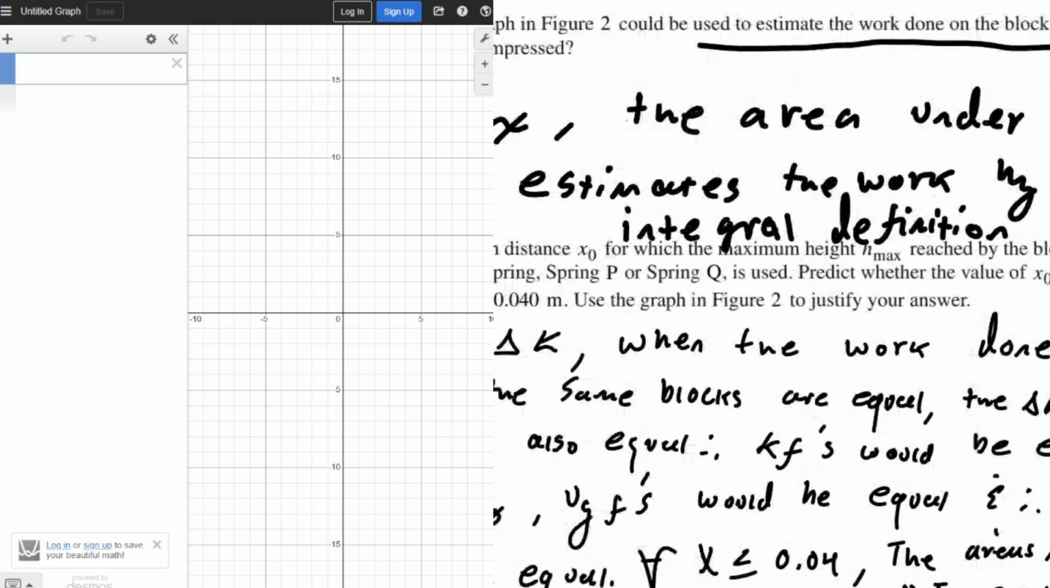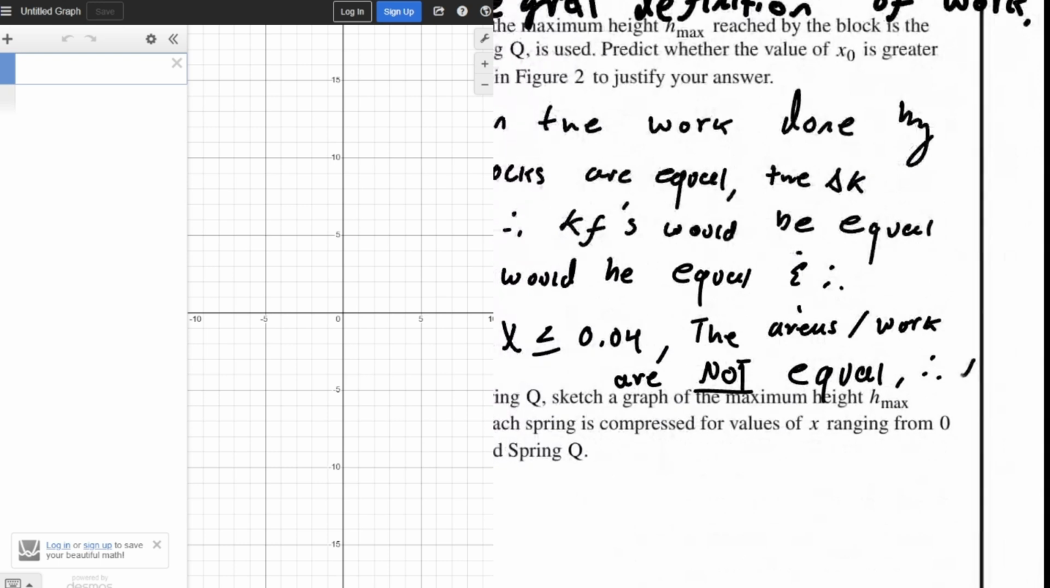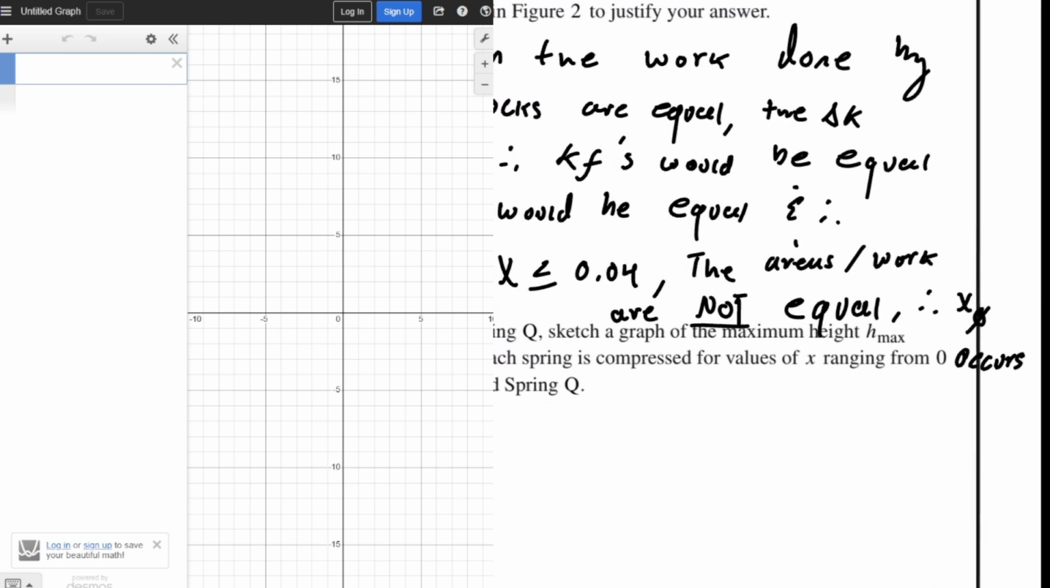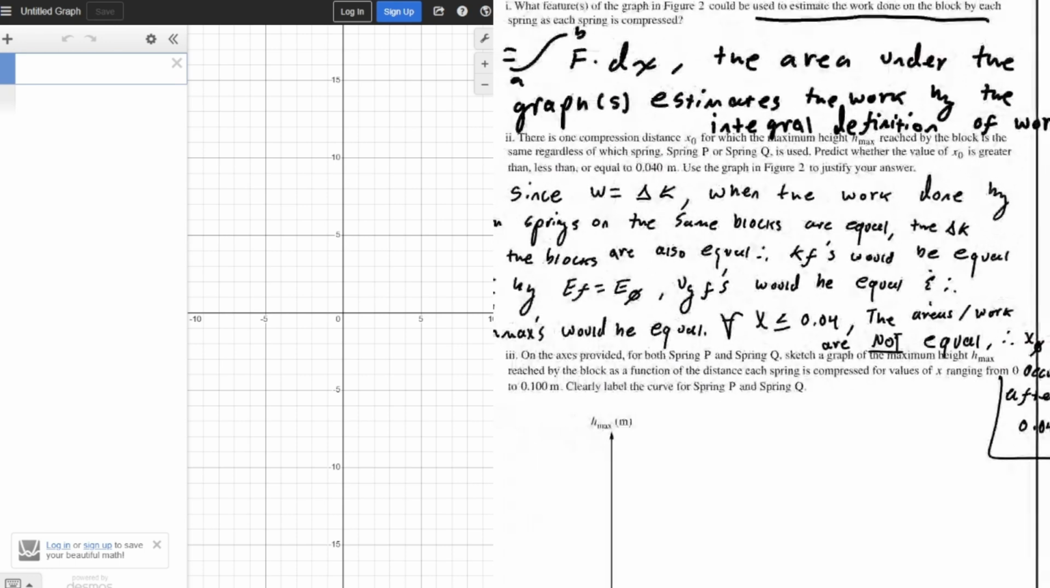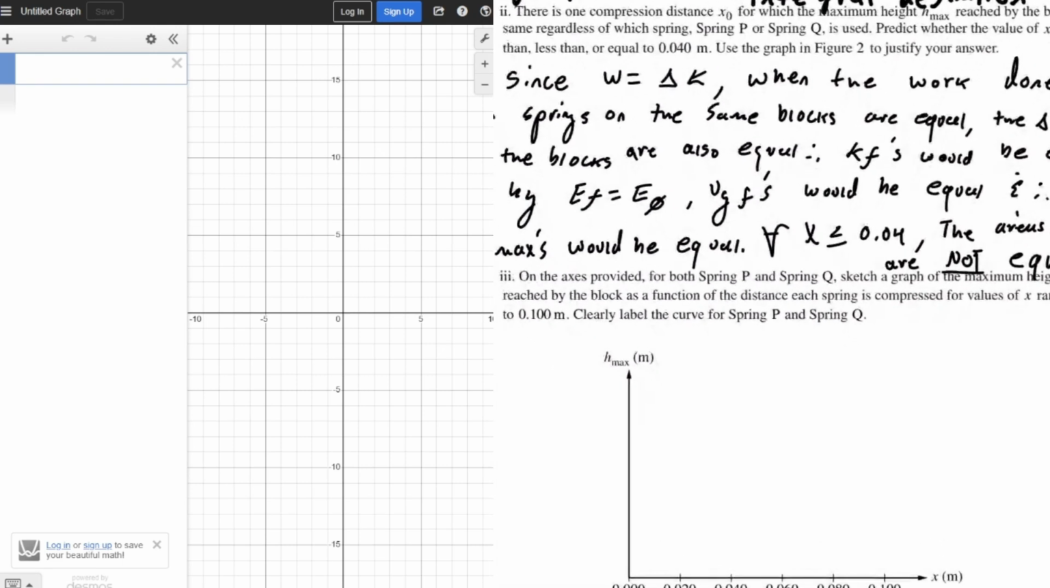Therefore, x naught occurs, excuse my handwriting, guys, after 0.04 meters. So there's a reasoning for that. If anyone has any questions, feel free to ask them. But I think I explained it all right. Let's do the next question.